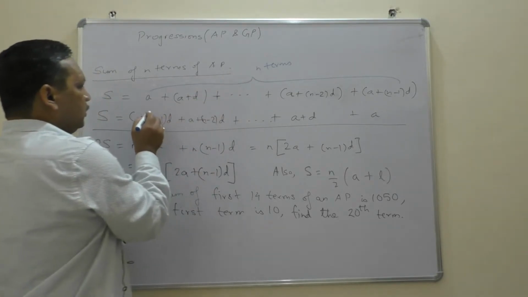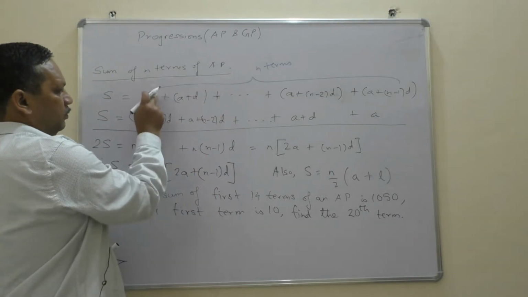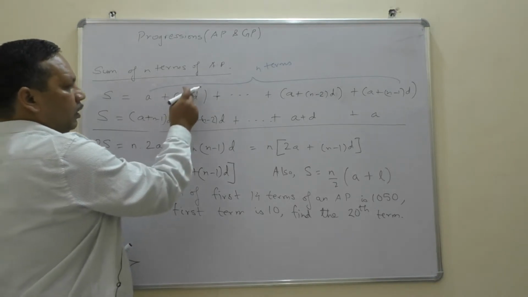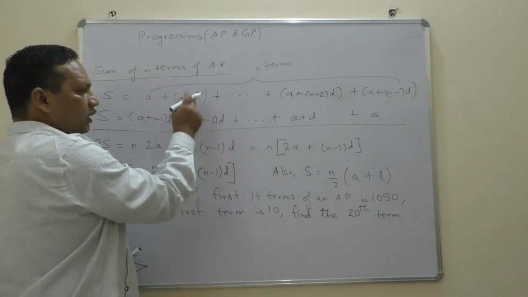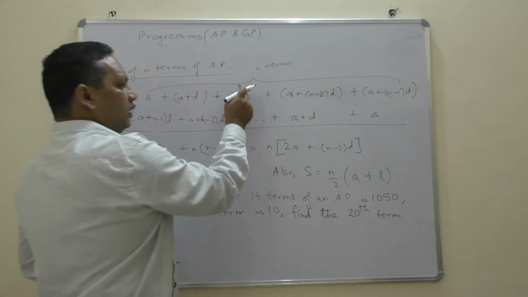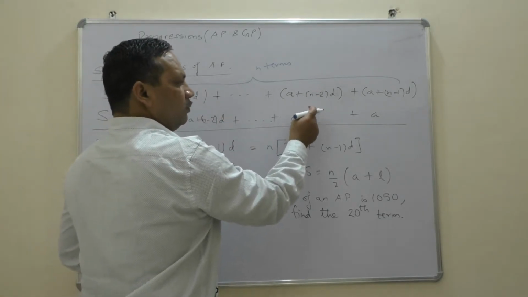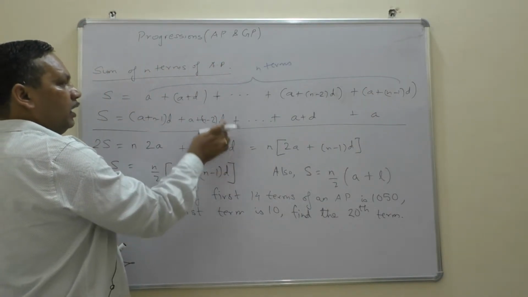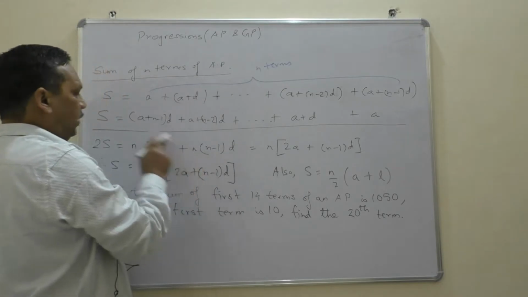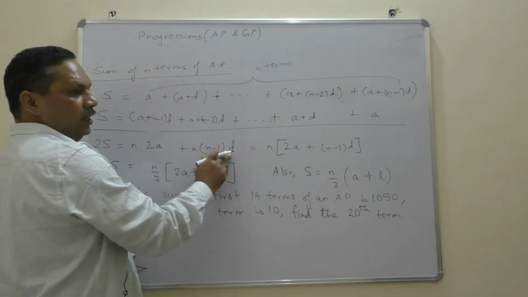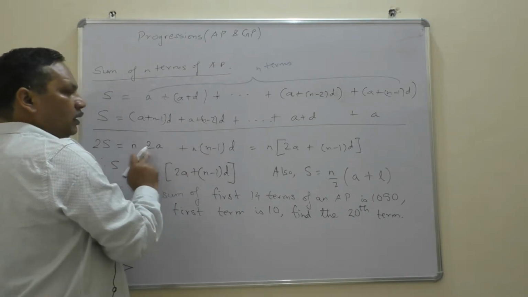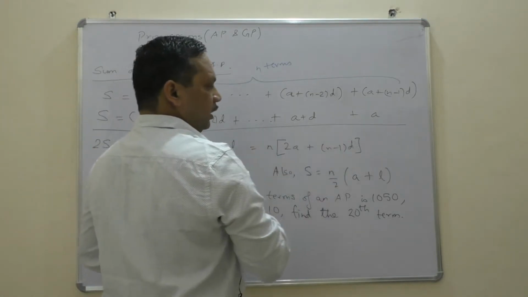Similarly, if you see this, here it is a plus 0d plus (n minus 1)d. You are getting what? (n minus 1)d. Now 1d plus (n minus 2)d. What are you getting? (n minus 1)d again. Then again n minus 2 plus 1, (n minus 1)d again, and (n minus 1)d again. So you get (n minus 1)d, and because there are n terms, if you add it up, n into (n minus 1)d. Now this is what? 2S. If I take n common, it will be n into 2a plus (n minus 1)d.